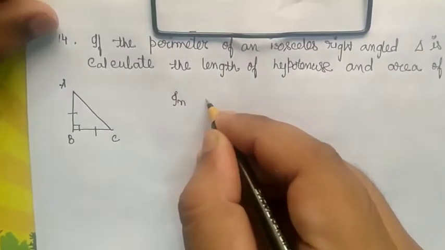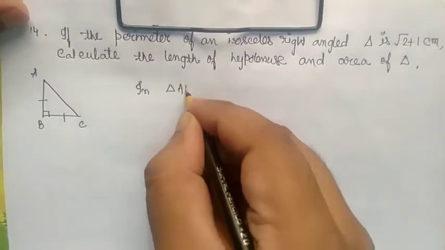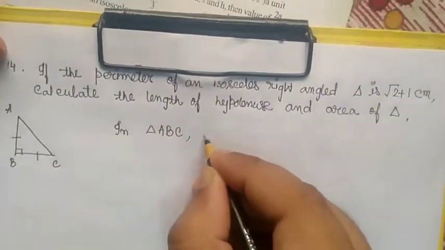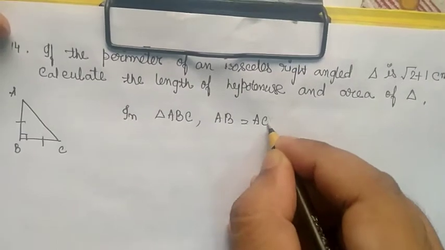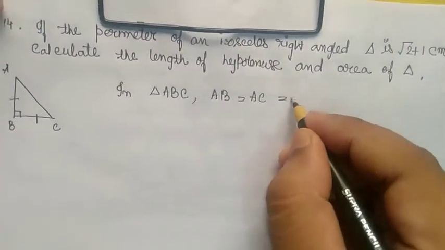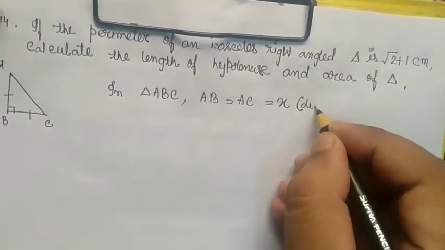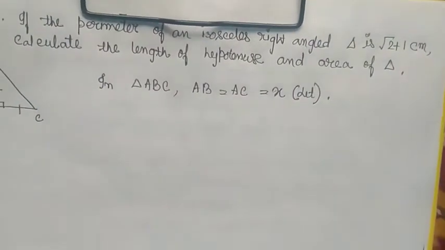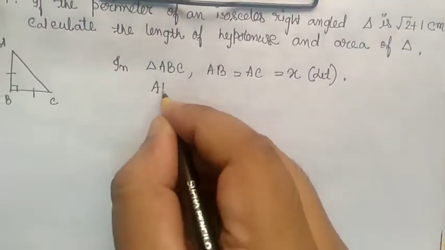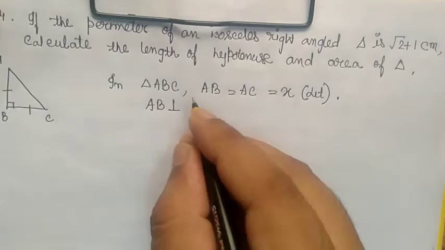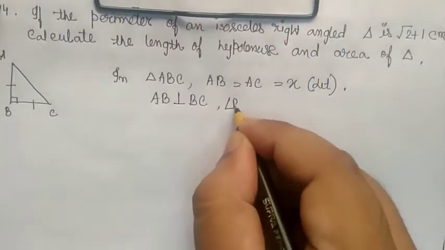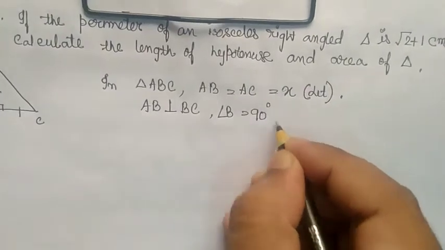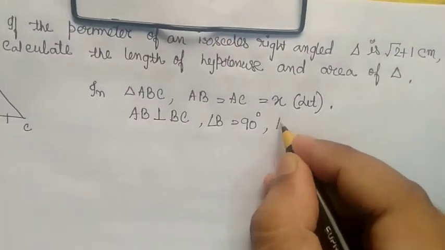In triangle ABC, AB equal to AC, isosceles triangle, let us assume that this is X. Let us assume that this is X and AB is perpendicular to BC. So therefore angle B equals 90 degree and AC is the hypotenuse.